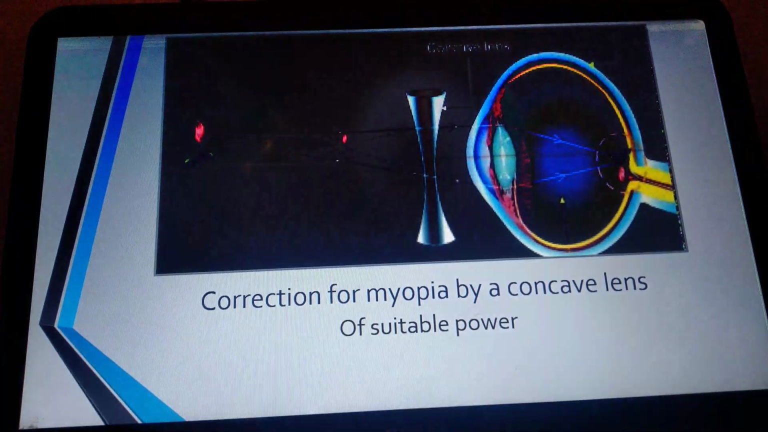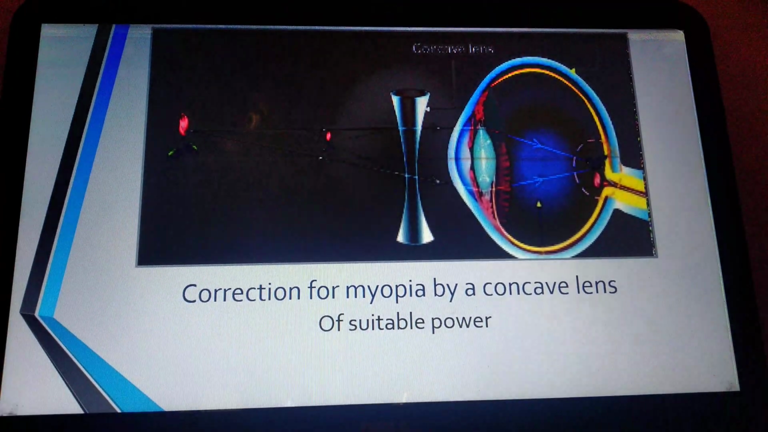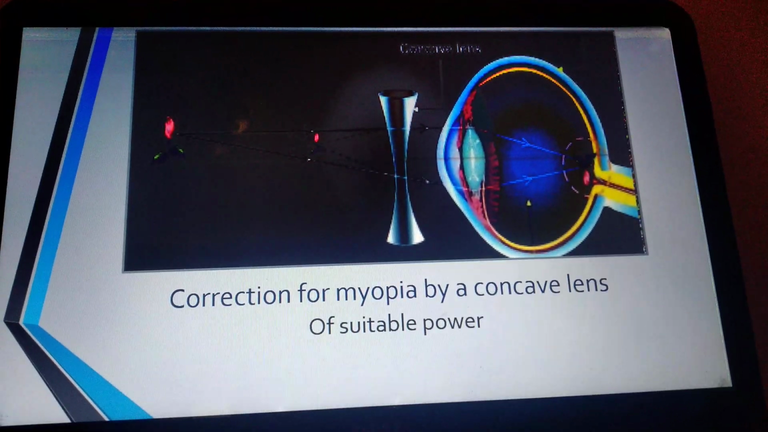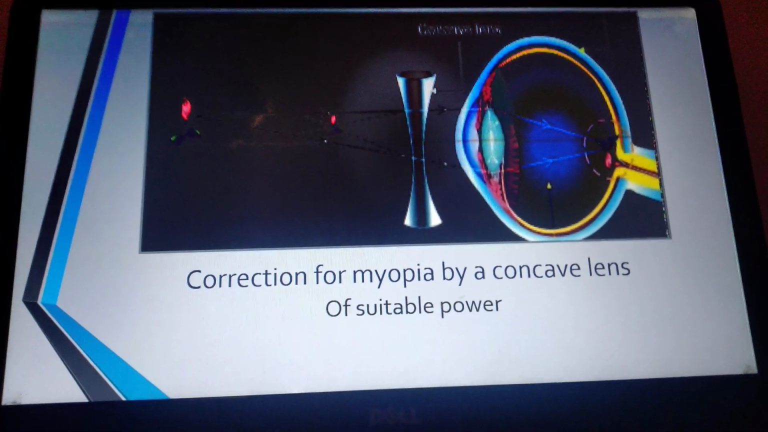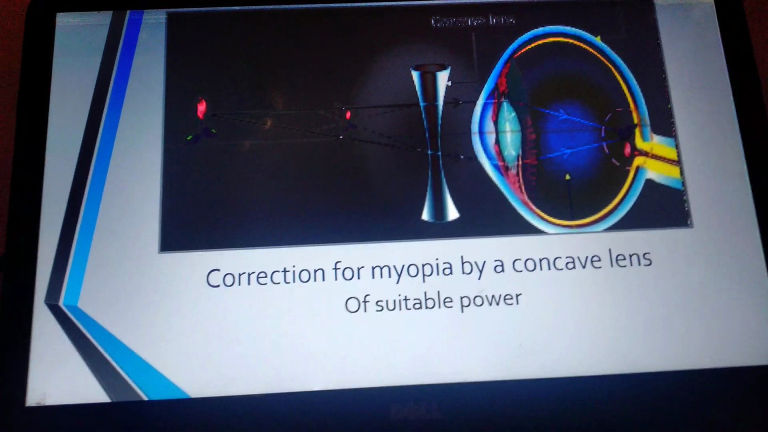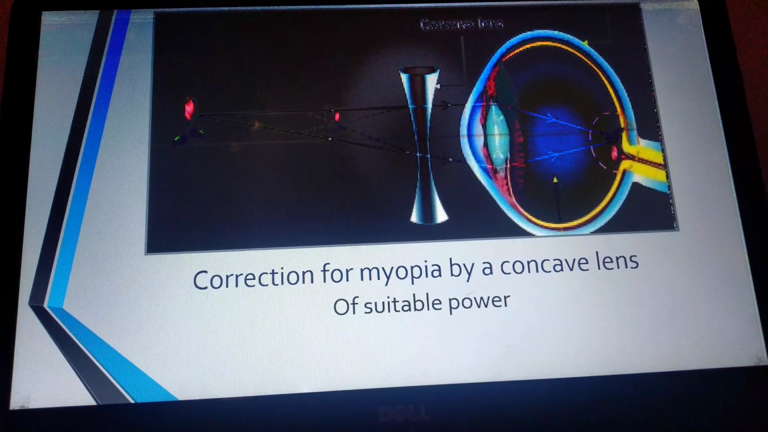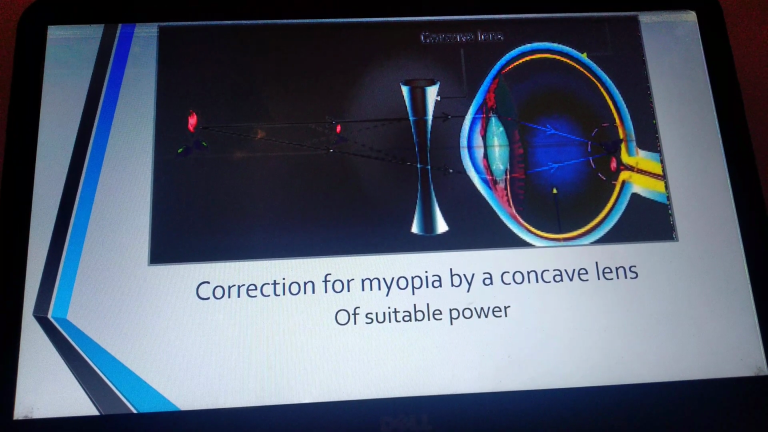Correction of myopia by a concave lens of suitable power. Now we have a defect called myopia. Then how is this corrected? What kind of lens is to be used? For this, we need to use a concave lens. So what is the function of a concave lens over here?